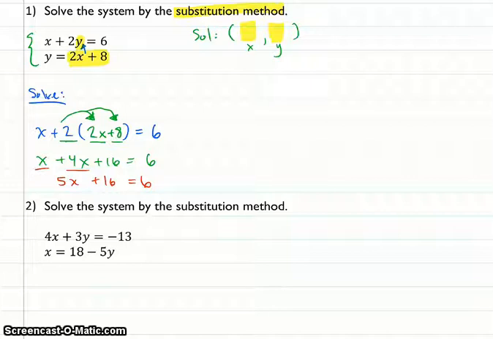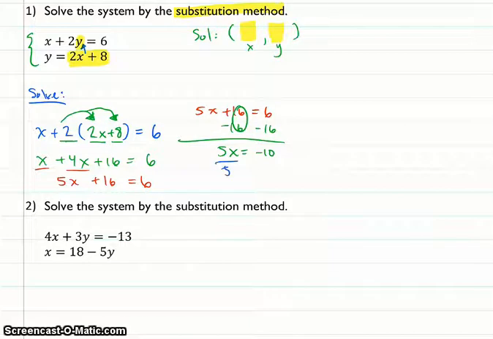I'm running out of room, so I'm going to work up here. Let me just recopy that. 5x plus 16 is equal to 6. And then subtract 16 from both sides. This zeroes out. I get 5x is equal to negative 10. Divided by 5, this becomes a 1. 1 times x is x. And x is equal to negative 2.